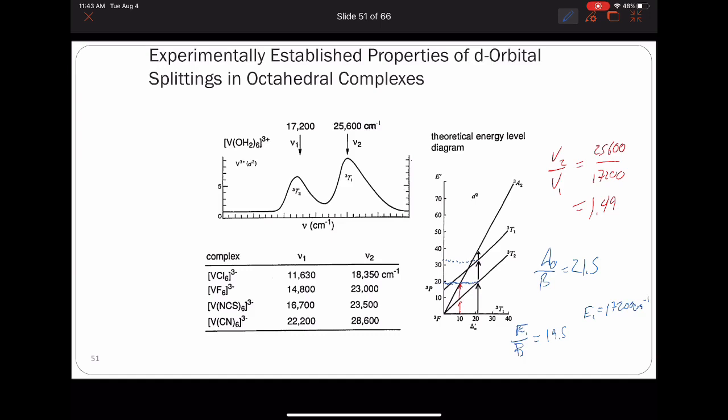Substituting in the value of E1 and using our determined value of delta octahedral over B, and using our determined value of E1 over B of 19.5, we can then determine the value of the Racah parameter B. Once we've determined the value of B, we can go back and solve for our delta octahedral using that initial term that we've identified too.